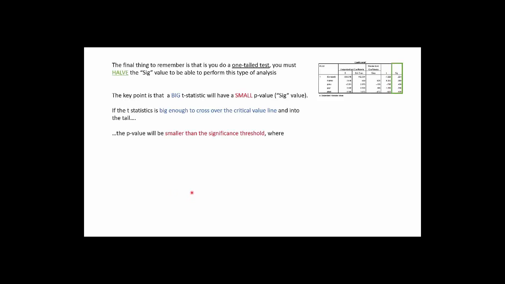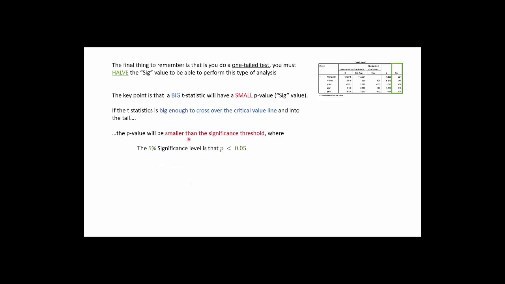A couple of things to remember. We were doing an example of a two-tail test. If you're going to do a one-tail test, you've got to halve the sig value in order to do the same type of evaluation. So in this case, this number should be instead 0.215 instead of 0.43. The main point to take away, or for you to remember, is that a big t-statistic will create a small p-value or a small sig value. And if the t-statistic is big enough to jump over the line on the distribution graph, it means that the sig value or the p-value is small enough to jump over the 0.05 line. Okay?